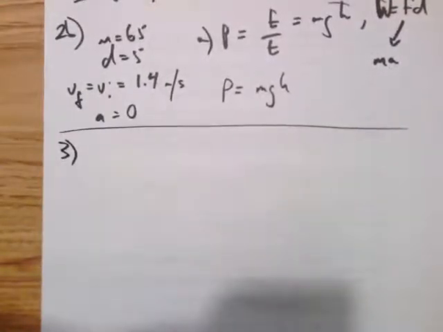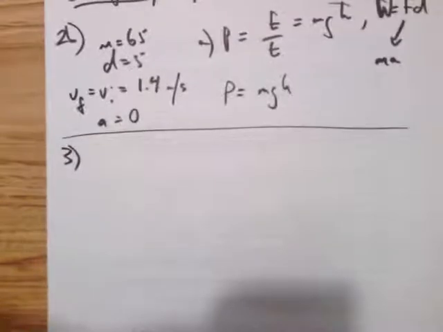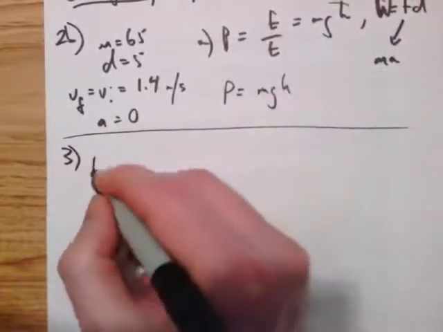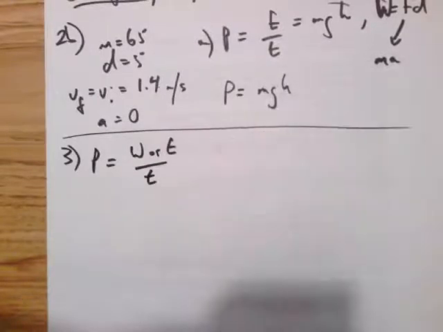Number 3, a student uses a pulley to lift a mass into the air. Assume the mass is lifted at a constant speed, so acceleration is 0. Vi and Vf equal each other. Describe one way you could determine the power of the student when she is lifting the mass. Well, you could do it the normal way. P equals work or energy over time. That's one way to do it.